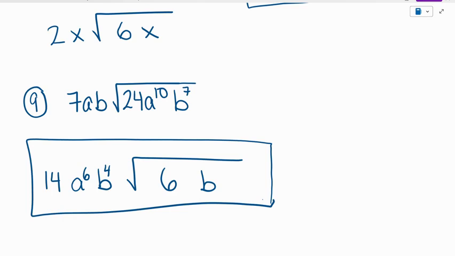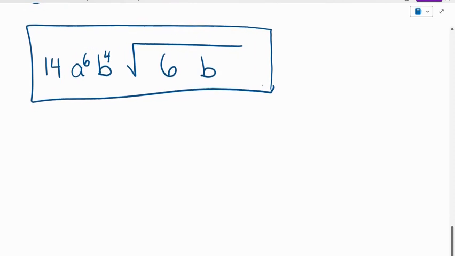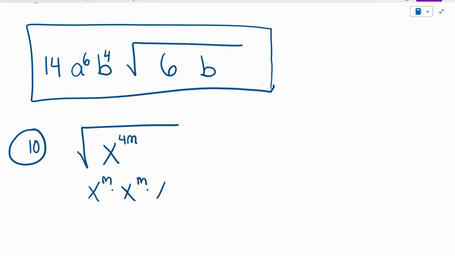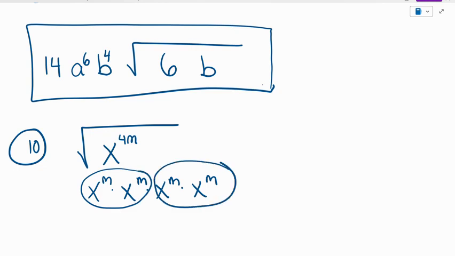All right, let's step it up just a little bit. Do not get intimidated that I put a variable into the exponent. Okay, I'll do it the long way and I'll do it the short way. x to the 4m, isn't this just x to the m times x to the m times x to the m times x to the m? Right? That's x to the 4m.